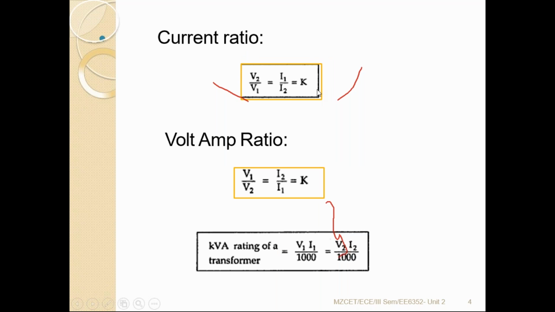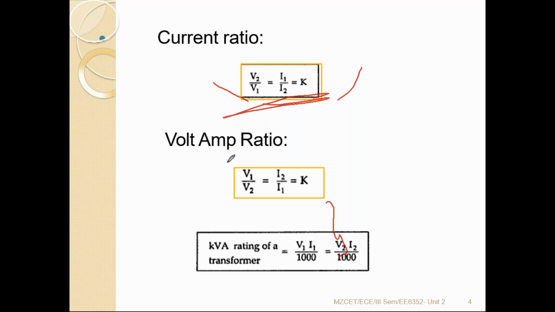Right. So this is the current ratio with respect to the voltage. V2 by V1 is equal to I1 by I2 is equal to K. Now, if you observe this relation, the voltage is inversely proportional to the current. So both are opposite, vice versa.